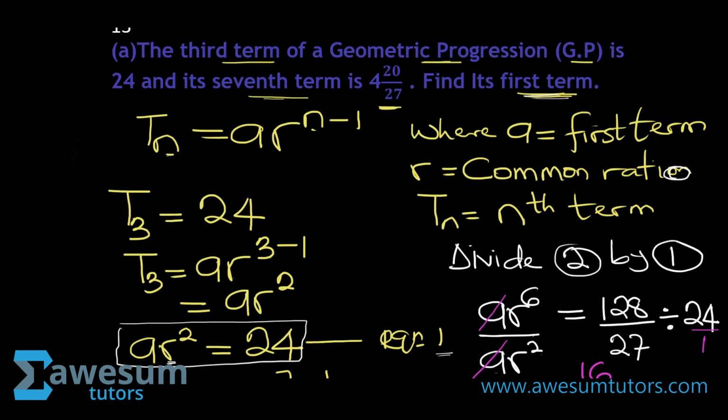Take your time. But also remember that the question did not ask us to find the common ratio. The question says find the first term. But before you can find the first term, you need to find the common ratio. Now we've gotten the common ratio. Let us get the first term.